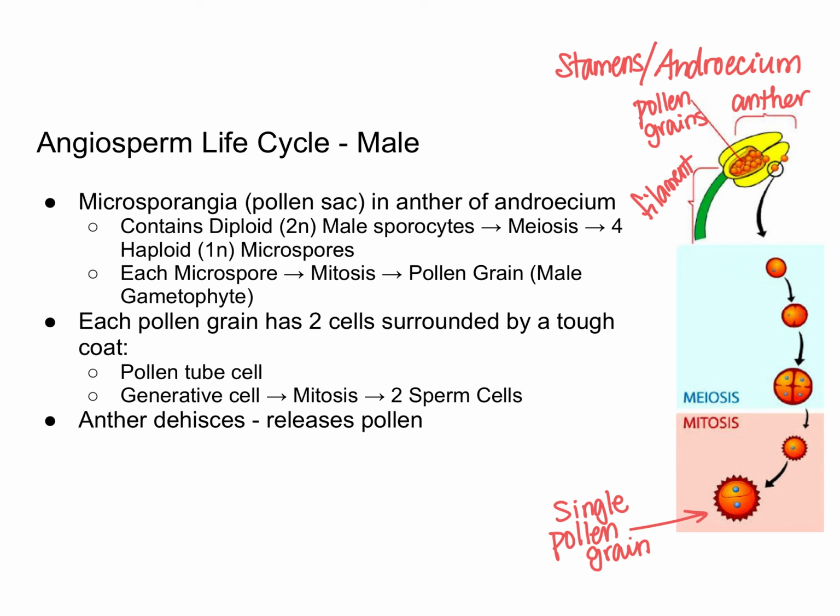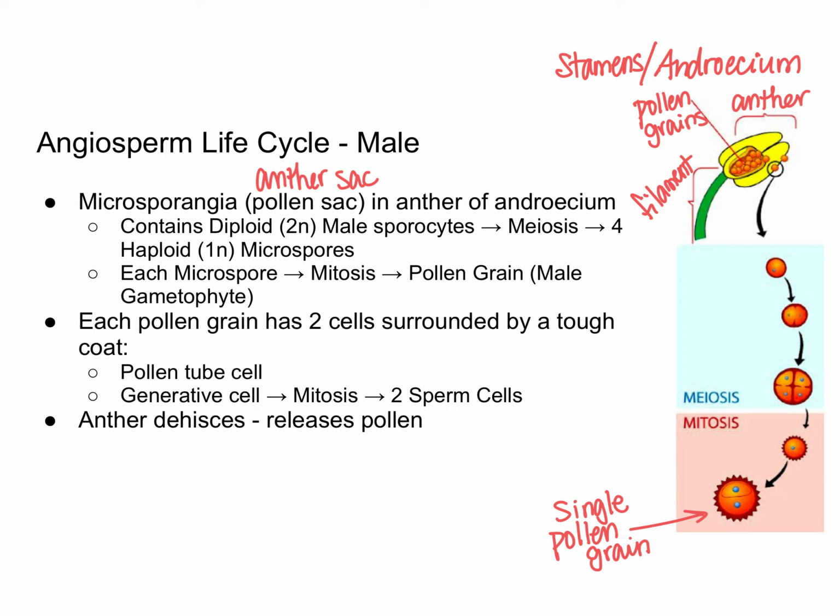So the pollen sac, which is also called the anther sac, is the microsporangia or the microsporangium, and it is located in the anther of the androecium. So it's inside this anther here. There are diploid, so 2N. Remember, 2N means that there is one set of chromosomes from the maternal gamete that made this plant, and one set of chromosomes from the paternal gamete that made this plant.